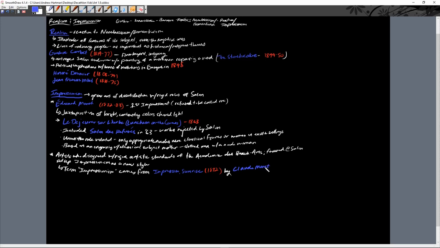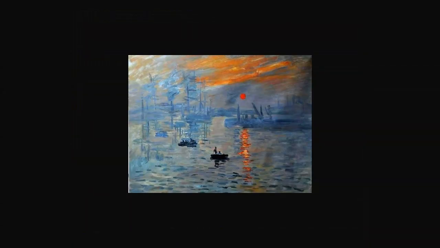So if you ever have trouble remembering which one comes first, maybe an easy thing to think about is Manet. The A comes before the O, Manet before Monet in the alphabet, therefore Manet comes before Monet in time as well. Okay, and so Claude Monet lives from 1840 to 1926. That is a long life. 1840 to 1926, and let's take a look at Impression, Sunrise right now.